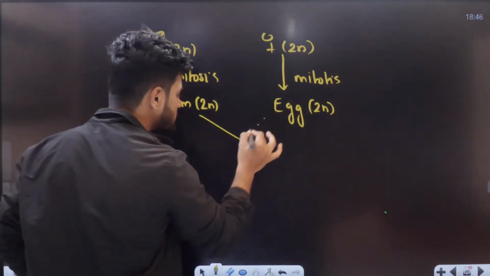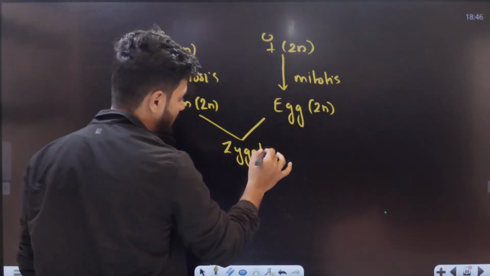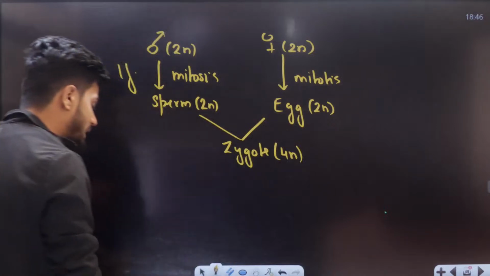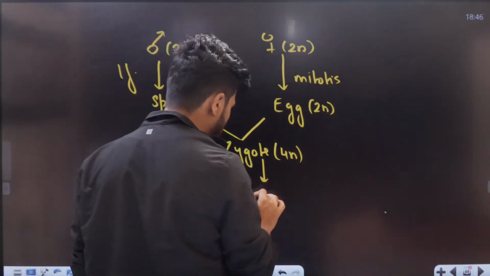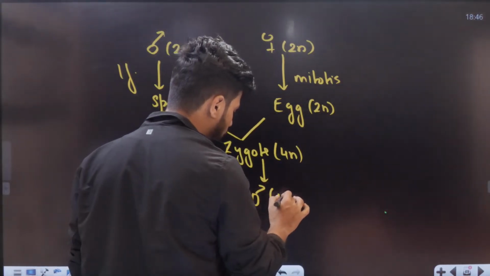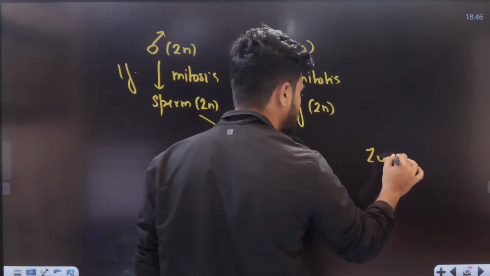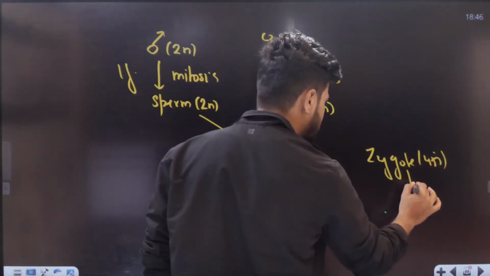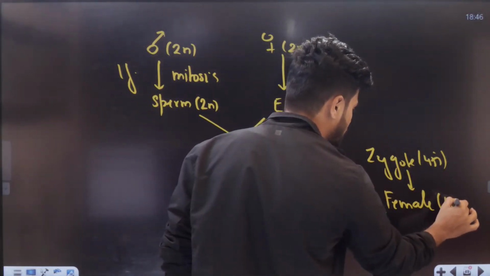So what will happen, students? The zygote is going to be 4n. Now imagine this develops into a male who is 4n. Similarly, here we have one more zygote which is also 4n, and this results in a female. This female is also 4n.